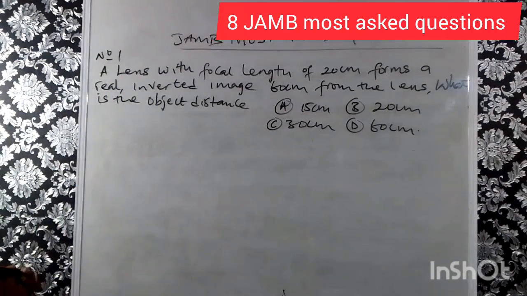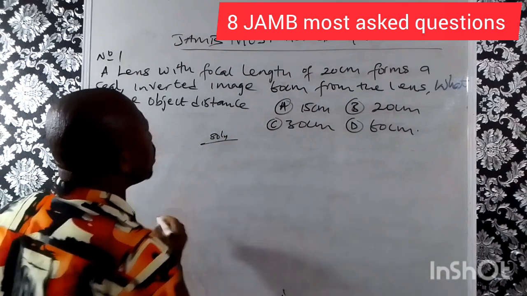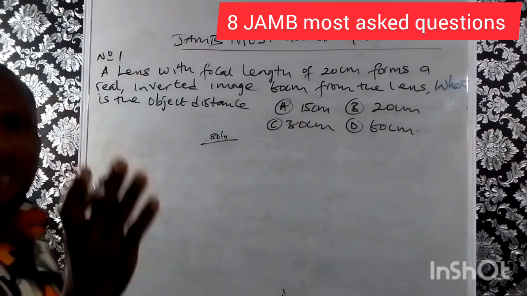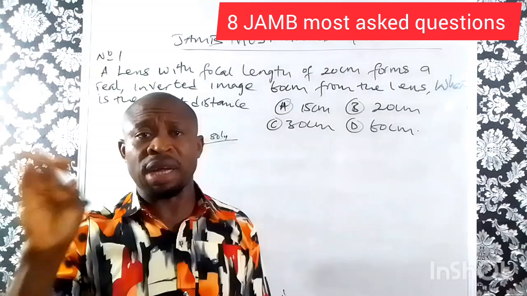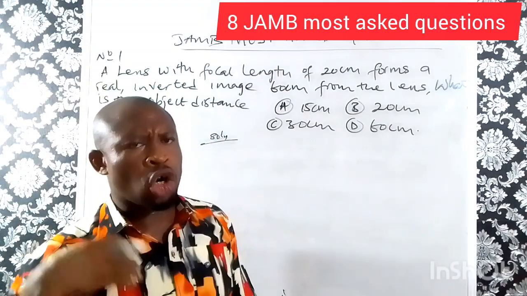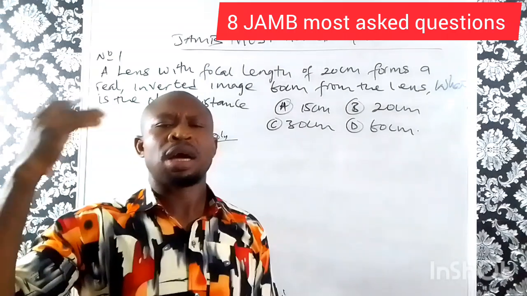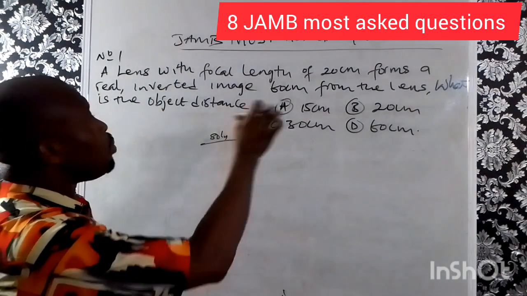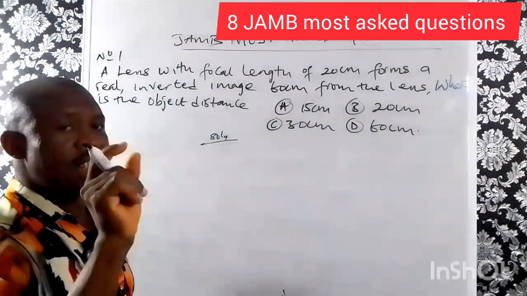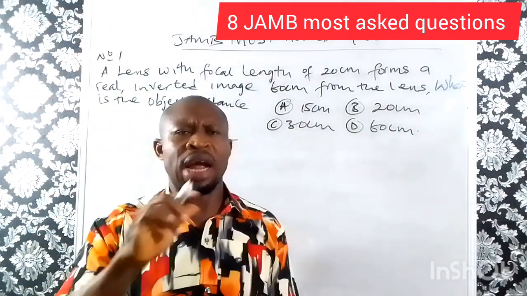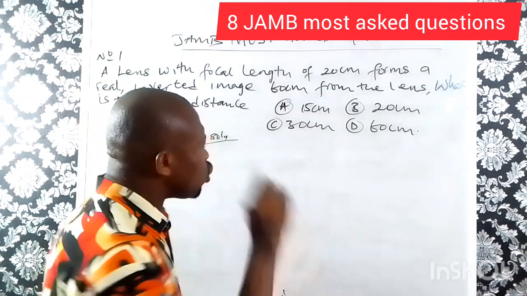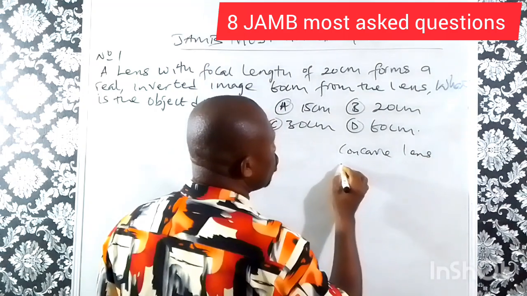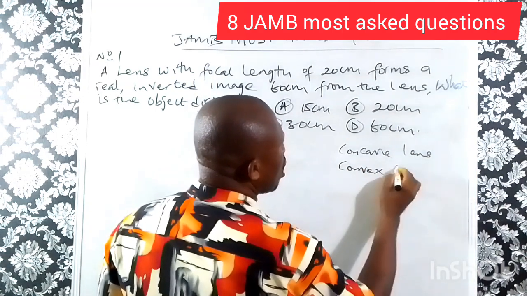Now, solution. The first thing we'll ask ourselves is, what type of lens is this? They didn't mention the type of lens. They neither told us that the lens is a concave lens nor a convex lens. But they said the lens produced a real inverted image. Now, if we look at some of the characteristics of the two lenses we have, the concave lens, and then the convex lens.